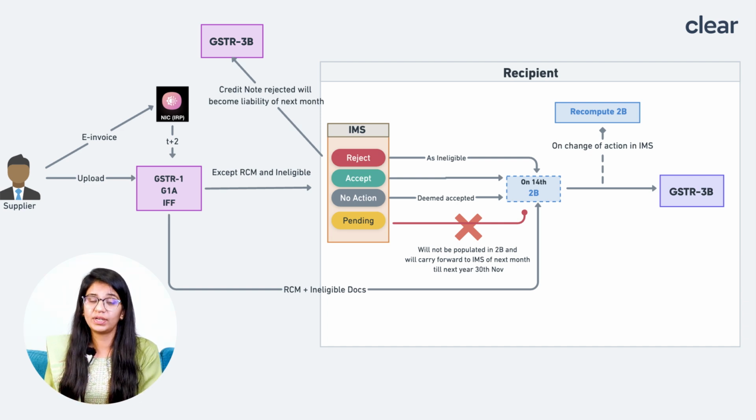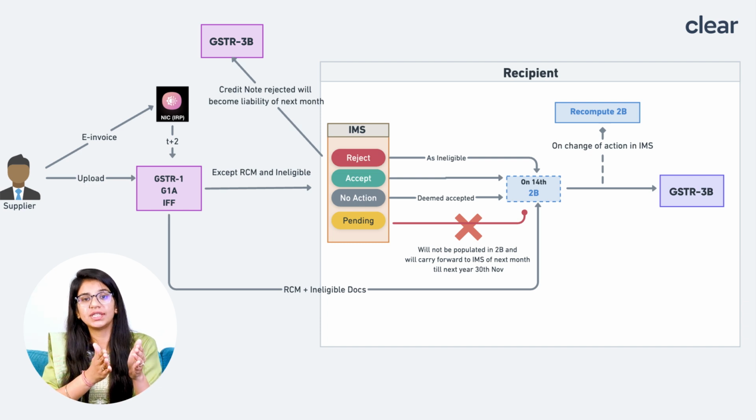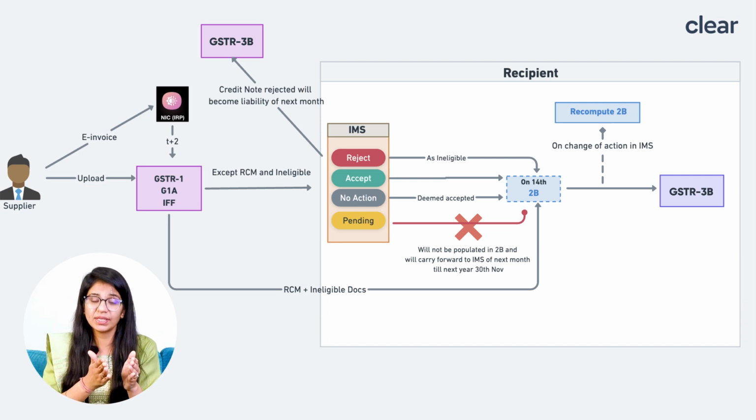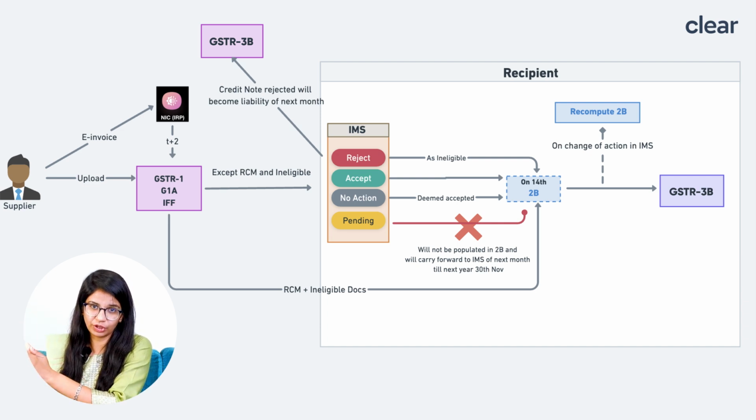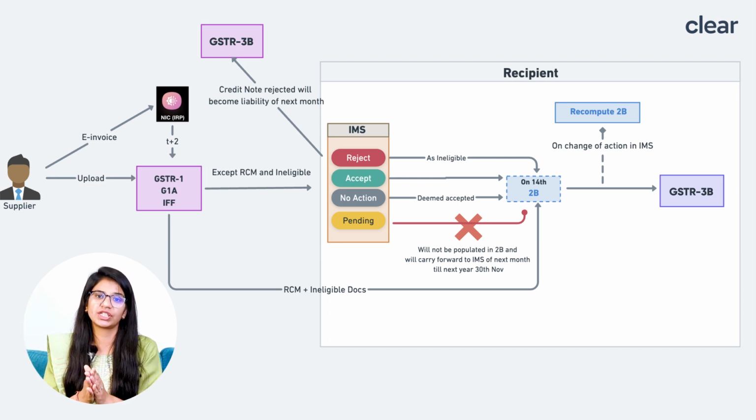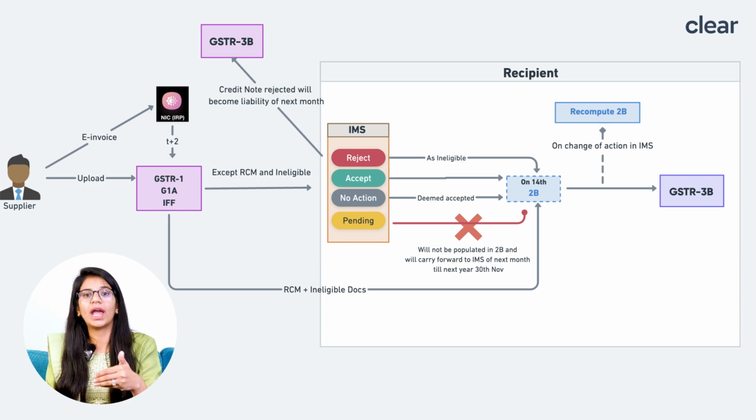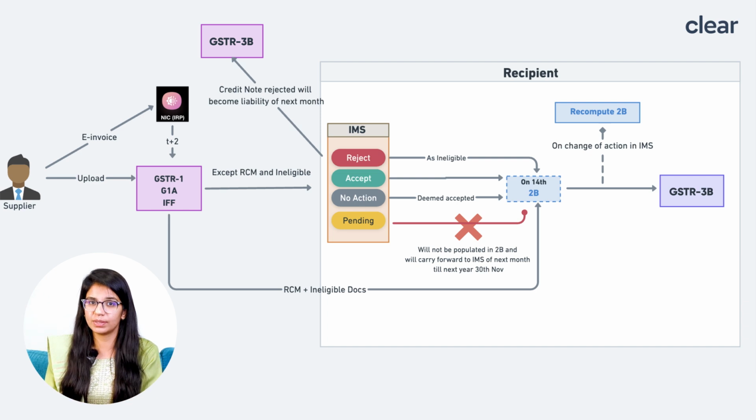Now let's say on the 14th your 2B got generated, but can I go ahead and change the actions in my IMS? I can obviously do that, but before filing my GSTR-3B. So I can change the action in IMS. Even if it is deemed as accepted, I can still go and keep it as pending, or I can just mark it as rejected. All of that is possible.